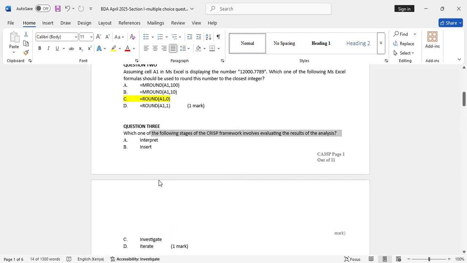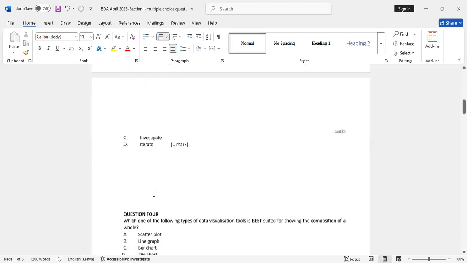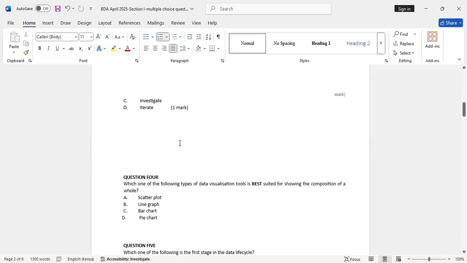That's the evaluation. So you will answer this question correctly if you know what evaluation is when it comes to the Cross Industry Standard Process for Data Mining. And the correct answer there was A. Yeah, that's the correct answer. So we go to question 4.